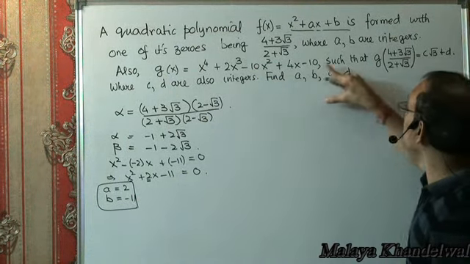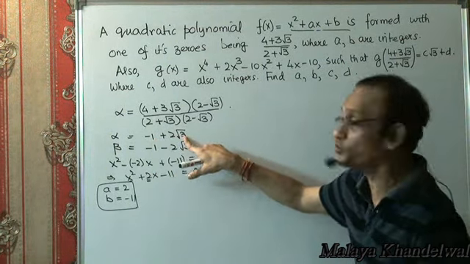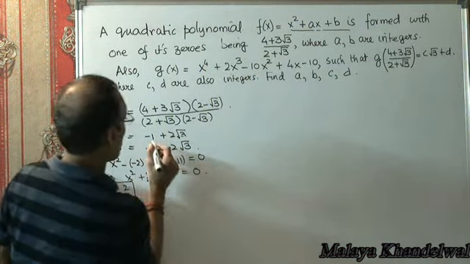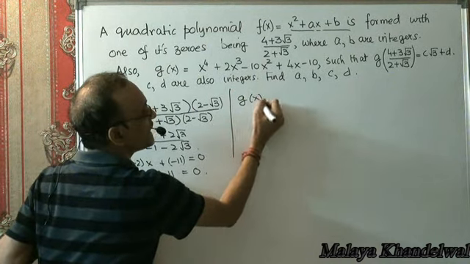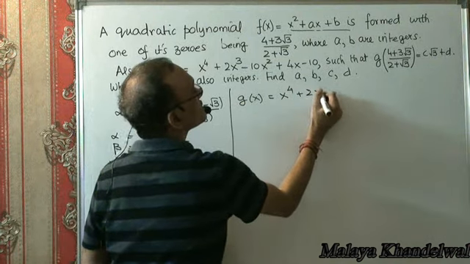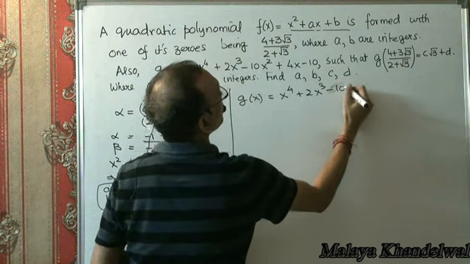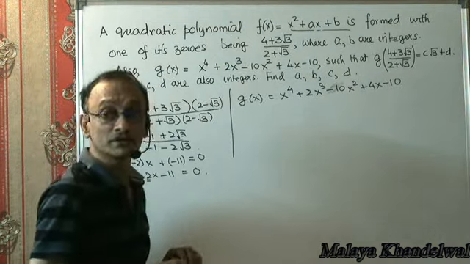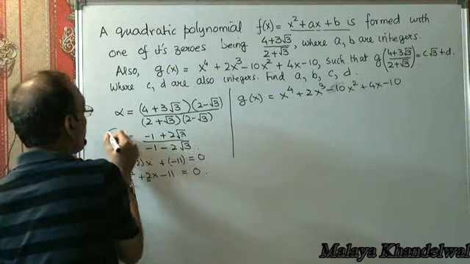I want to find the value of this expression at x equal to minus 1 plus 2 root 3. So, what am I trying to do? I'm trying to obtain g(x), which is x power 4 plus 2x cube minus 10x squared plus 4x minus 10. I want to obtain the value of this at x equal to alpha.